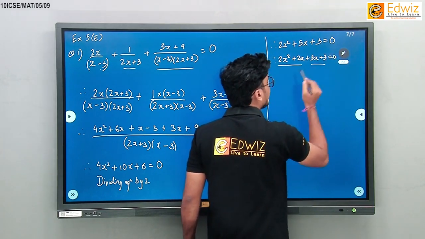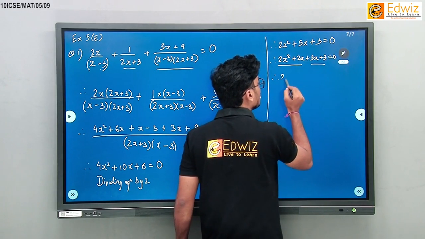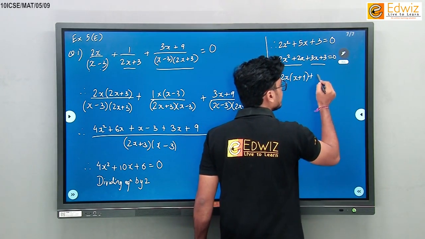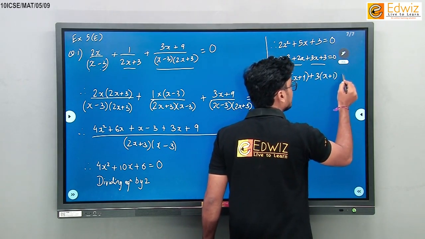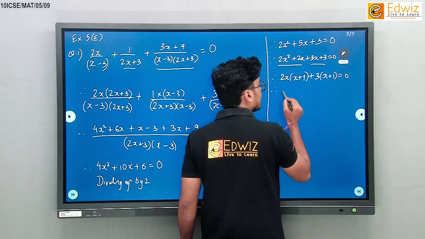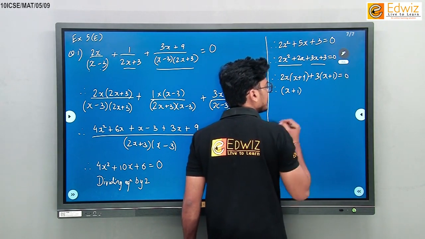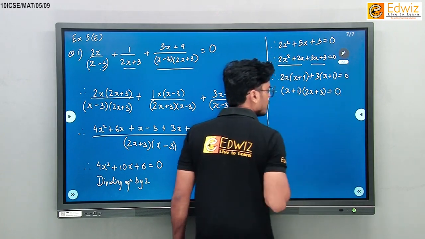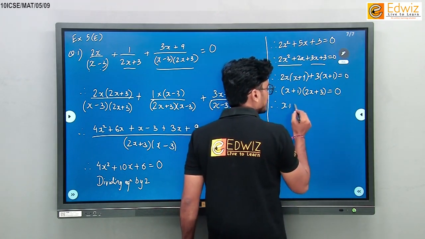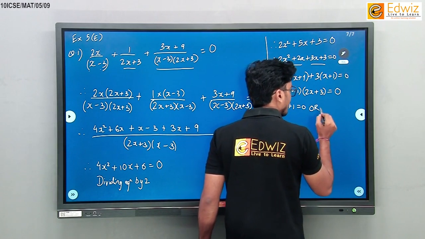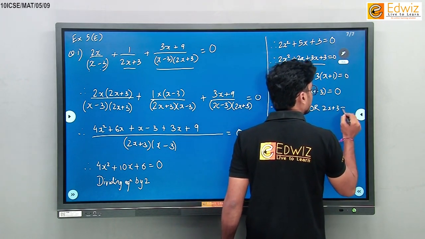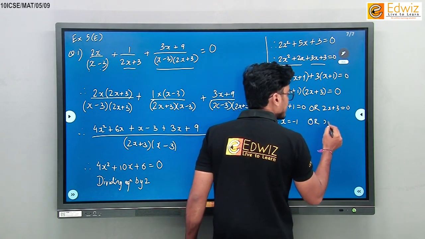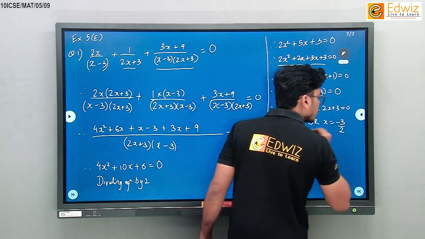Okay. Make groups and factorize. Here you can see 2x is common, so x plus 1 is left behind. Here 3 is common. Again x plus 1 will be left behind. So the two brackets are x plus 1 in one bracket and the second bracket is 2x plus 3, equal to 0. When we solve this, x plus 1 is equal to 0 or 2x plus 3 equal to 0. But here x is minus 1 and here x is minus 3 upon 2.